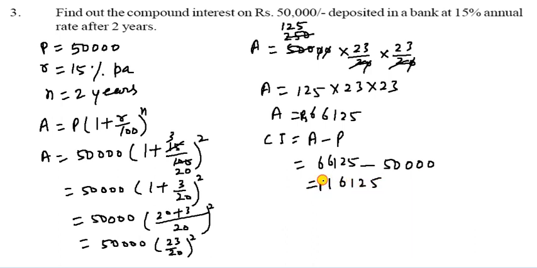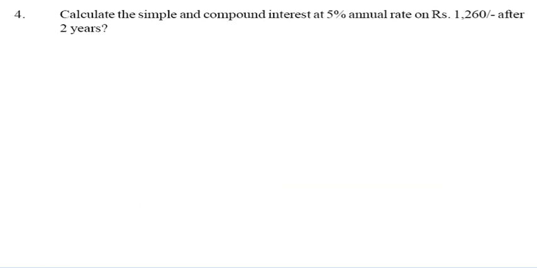So what will happen? It is 16125 rupees. This will be the compound interest. So that one is your answer. Let us start your fourth question. That is the fourth question.